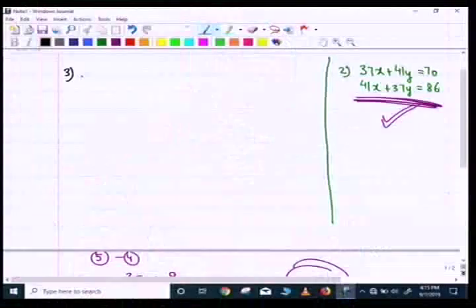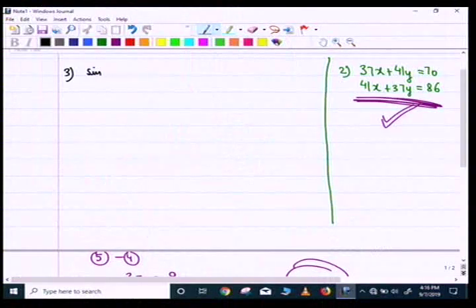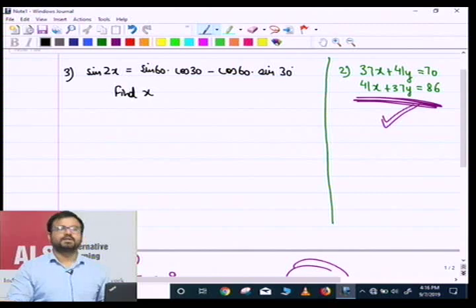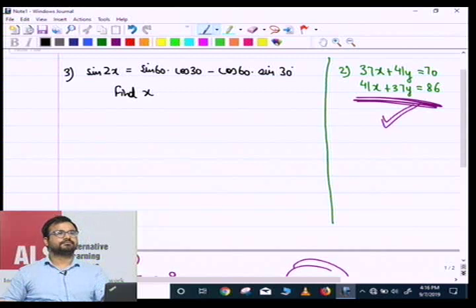Those who have done that second question, I am giving you the third question. This is the third question. Those who have done the second one, find x from this equation.